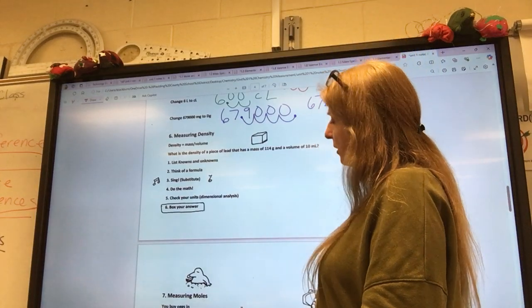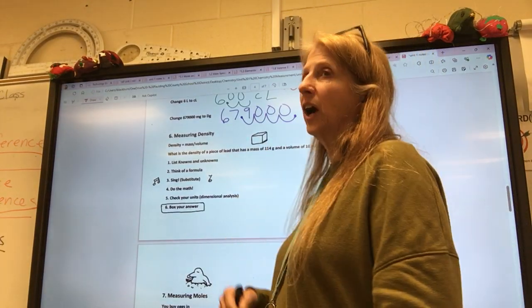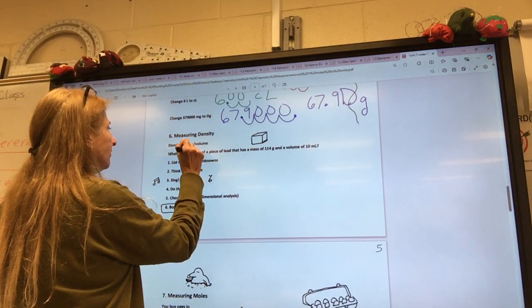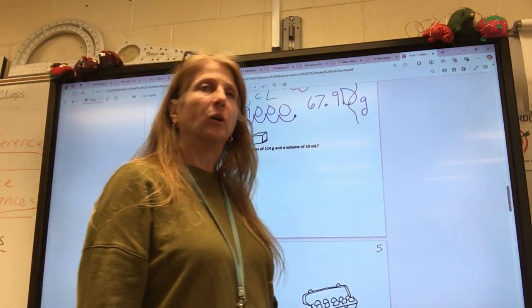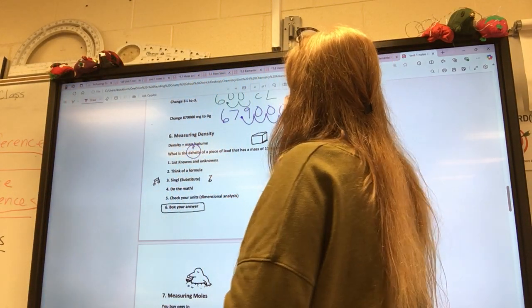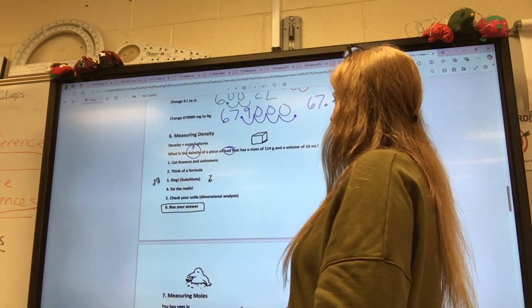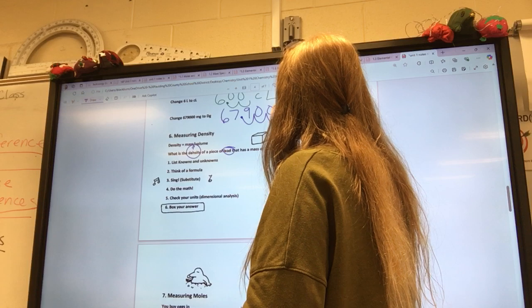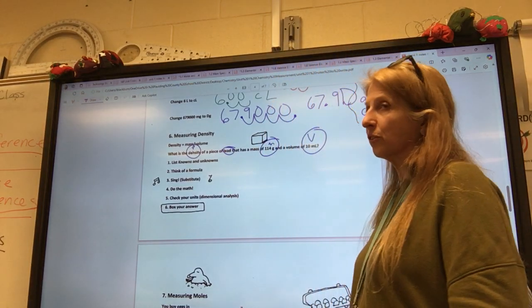So how we do these problems is first of all, I want you to annotate your problem. So what is the density? So I know density is what I'm looking for. So I put a question mark over it because that's what I'm looking for. A piece of lead. Lead is a chemical that might be important, so I circle it because this is chemistry class. That has a mass, so 114 grams is a mass, and a volume of 10 milliliters.